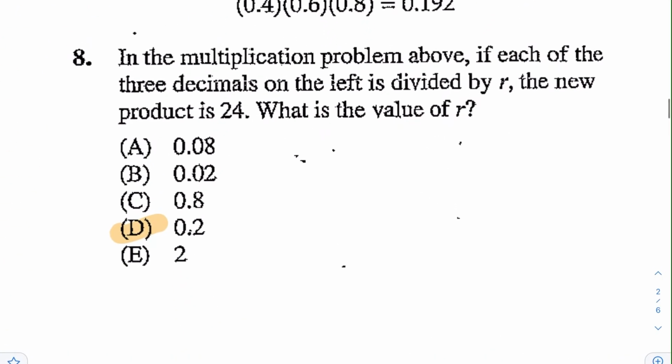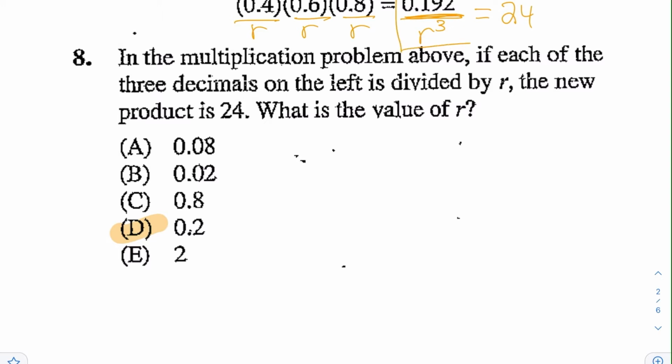Next, for number 8, you know that 0.4 times 0.6 times 0.8 is 0.192. In the multiplication problem above, if each of the 3 decimals on the left is divided by r, the new product is 24. What's the value of r? So if you divide each of the decimals by r, the new product is now 24. So on the right side, you also have to divide by r cubed, because you divide by r 3 times. And you're given that this is equal to 24.